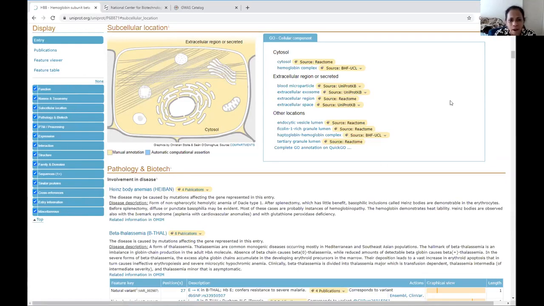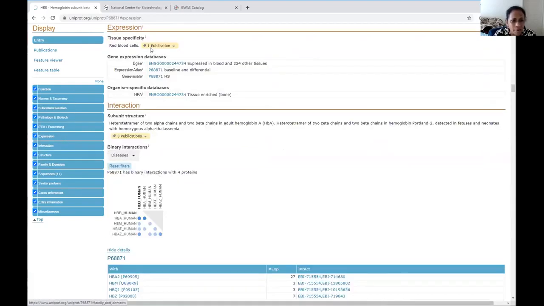Here is the subcellular localization of where the protein is expressed, right? So now, where is it found? And then you can see tissue specificity, which tissue is hemoglobin specific to. It's specific to the red blood cells. So pretty much every click you get is very, very important.